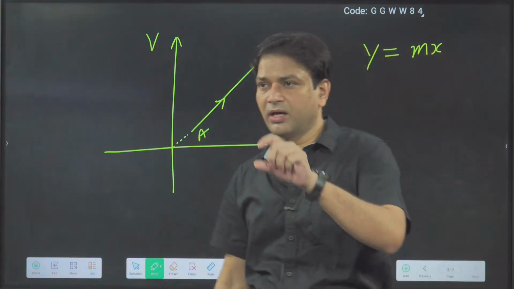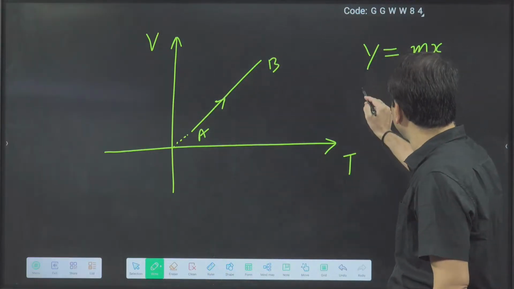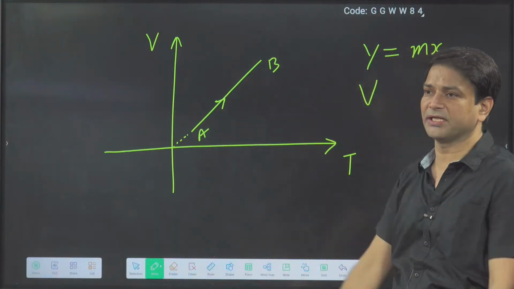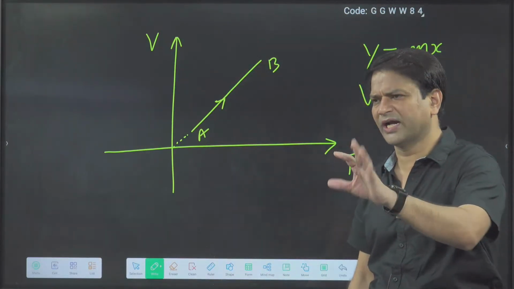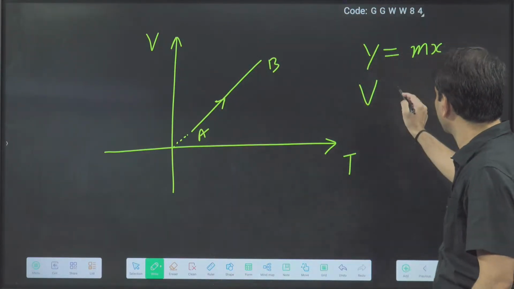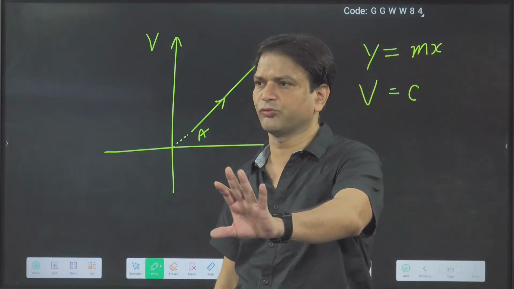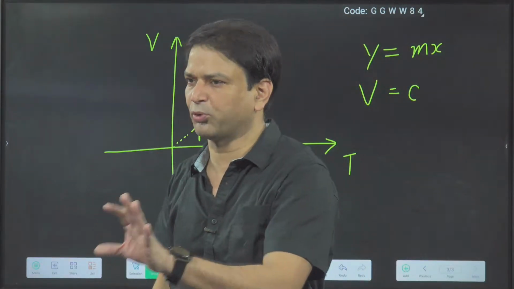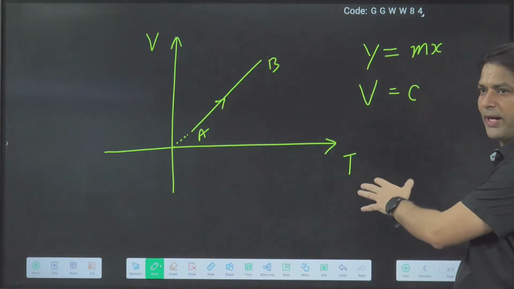What is the y here? I am plotting the volume on the y-axis, so I will replace y by V. The slope data they have not given, so we can take the slope as a constant. Suppose I am taking the slope as c. Because the slope is not given, we don't need the exact relation. We need proportionality basically.